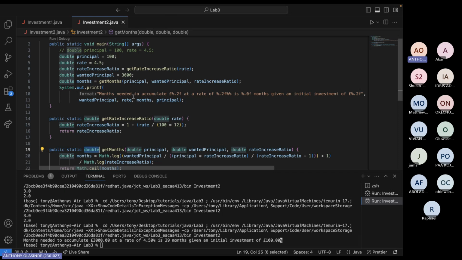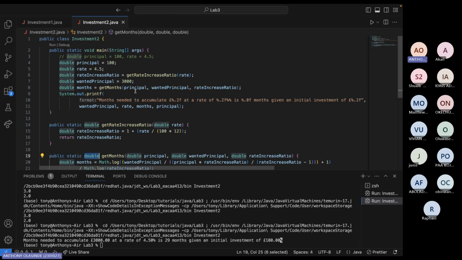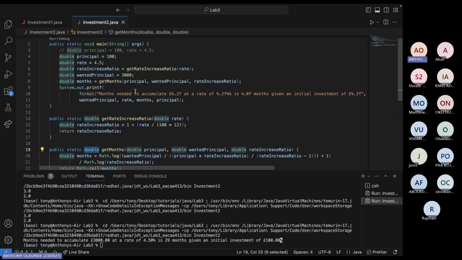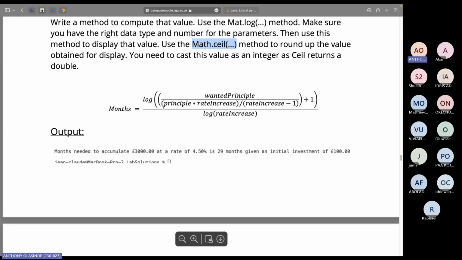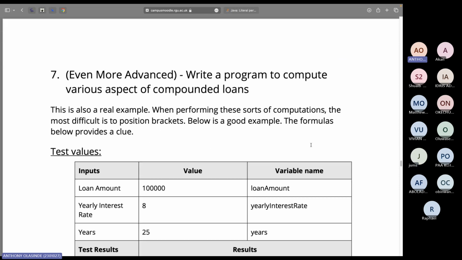Math.ceil is just a method in math. So we've been using math.sqrt, math.log, math.pow, and we are now using math.ceil. I also showed you math.floor. It's just the opposite of ceil. Ceil goes up, floor comes down. Does that make sense? Yes. Okay, so we're done with these.